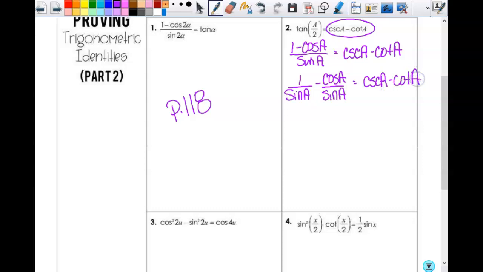One other thing about the work that I've been seeing on this stuff, some of you are leaving off your variables. Like you just have cosine and sine and tangent. You have to have the A or the alpha or the theta. You have to have the whole thing every time, so don't get sloppy with that.